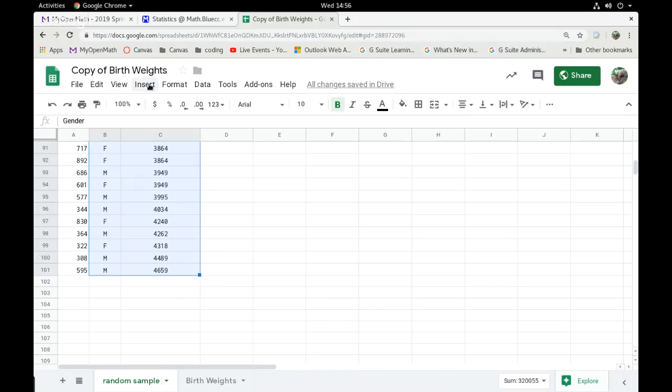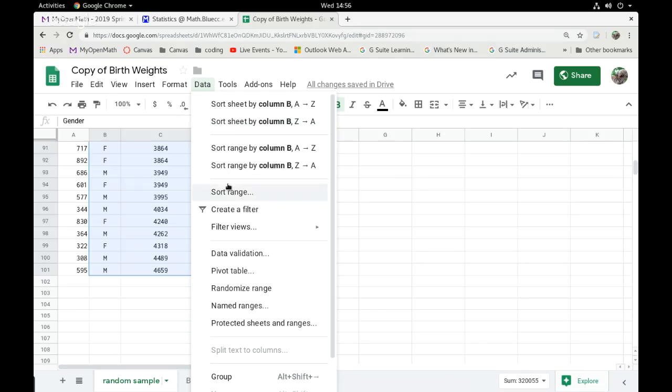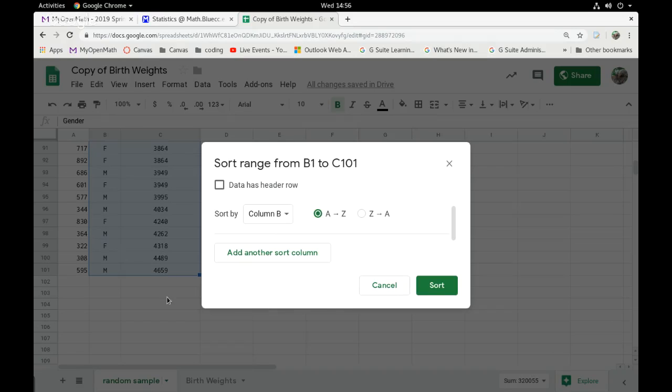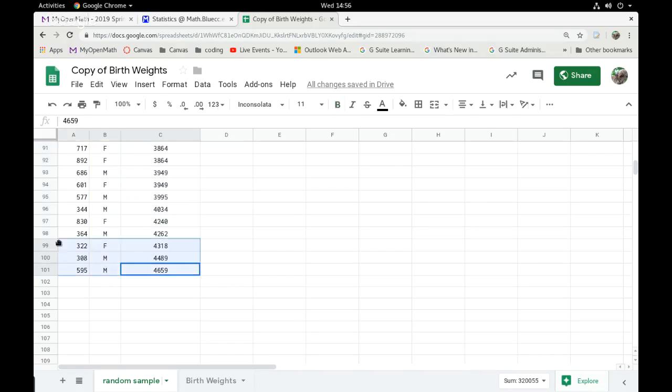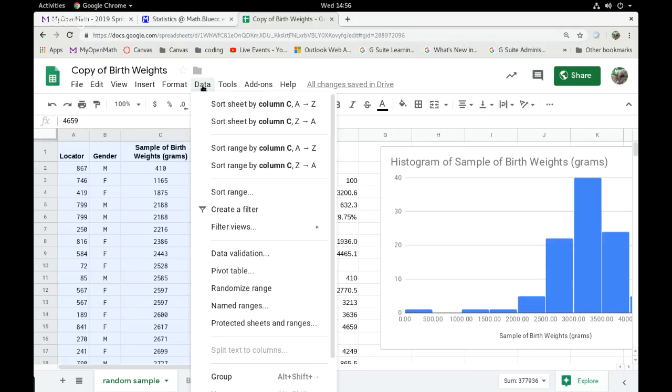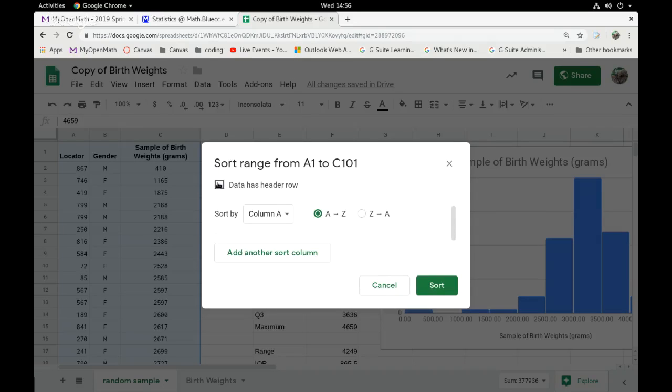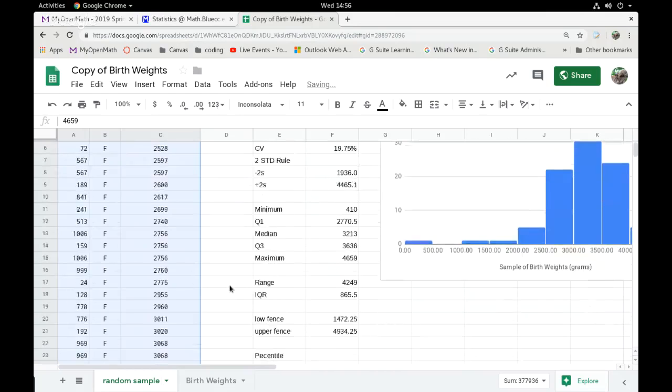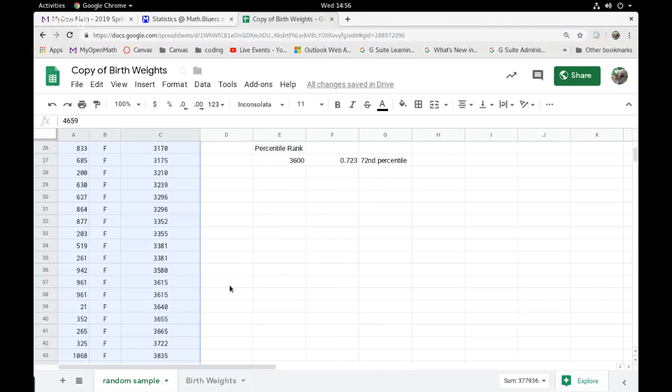So highlight, and data, sort range. Oops, I want to highlight all the data, all 3 columns. I don't really need the locator anymore. That was just to pick randomly some of those original data points. So let's see, data, sort range. It does have a header, and I want to sort by gender. So that'll put all the females first. All right. And then I'll color them just to help them stand out.